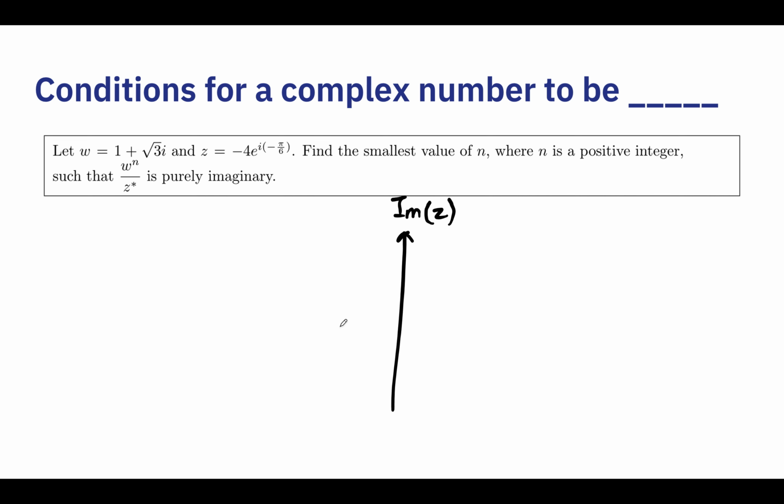Let's say we have a random complex number Z with real and imaginary parts. The Argand diagram dictates that the horizontal axis is the real axis and the vertical axis is the imaginary axis. Okay, so in order for a number to be completely real, it must lie along this axis, right? So remember, our argument starts from the positive real axis.